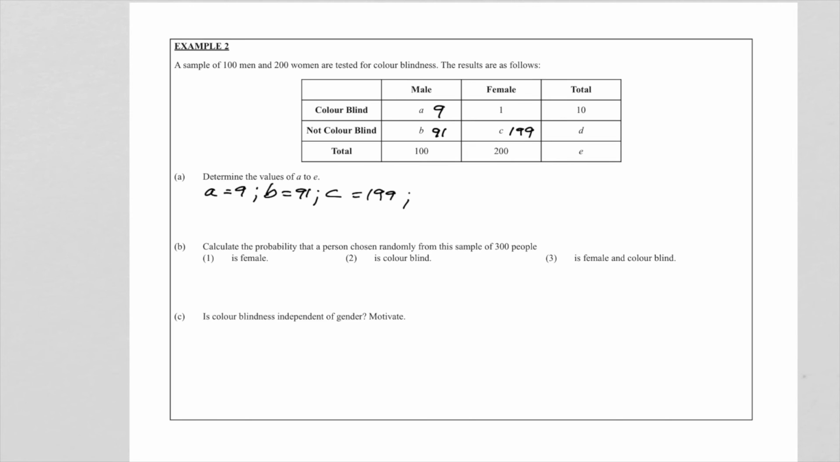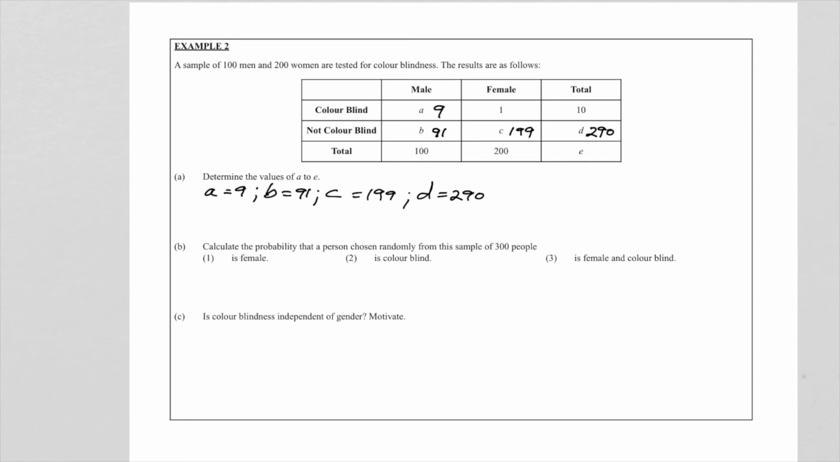So now we can find D, and D is the total if I add them horizontally. So that 199 plus the one is 200, plus 90. I think you agree with me, that will be 290. So D is equal to 290.